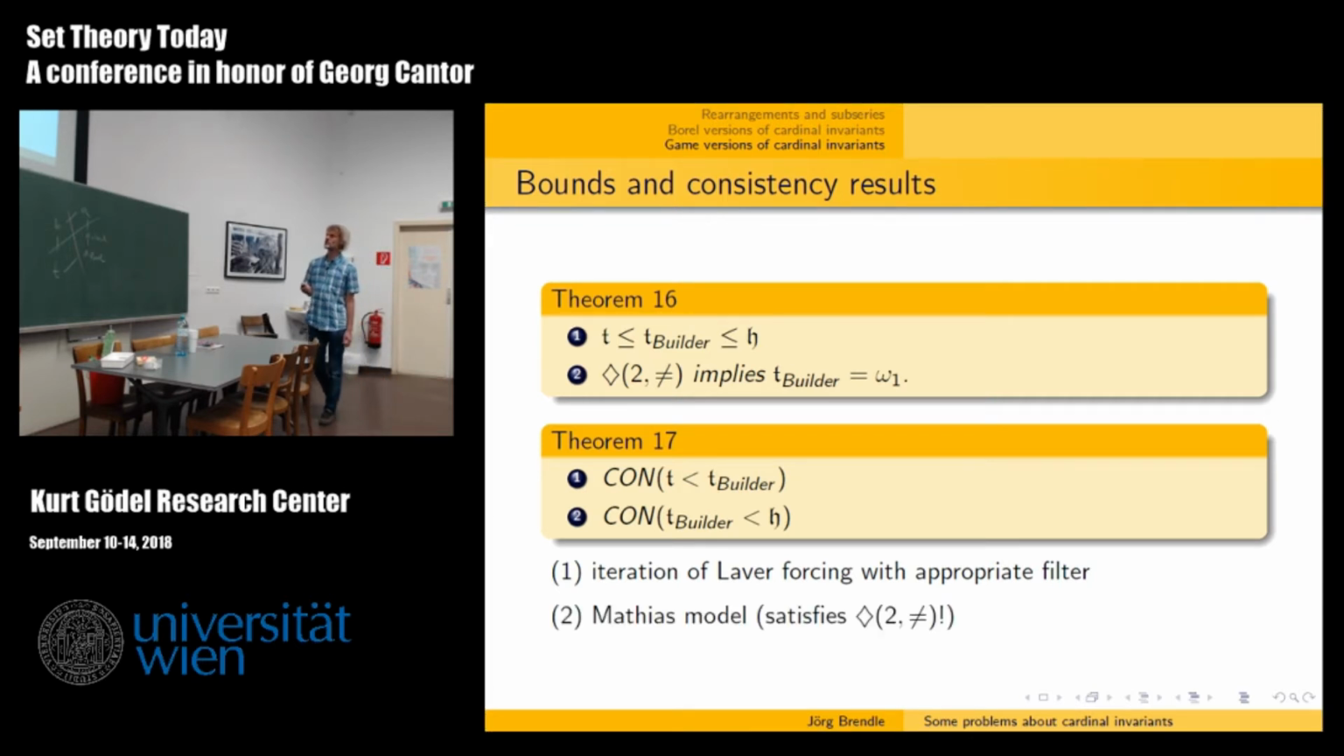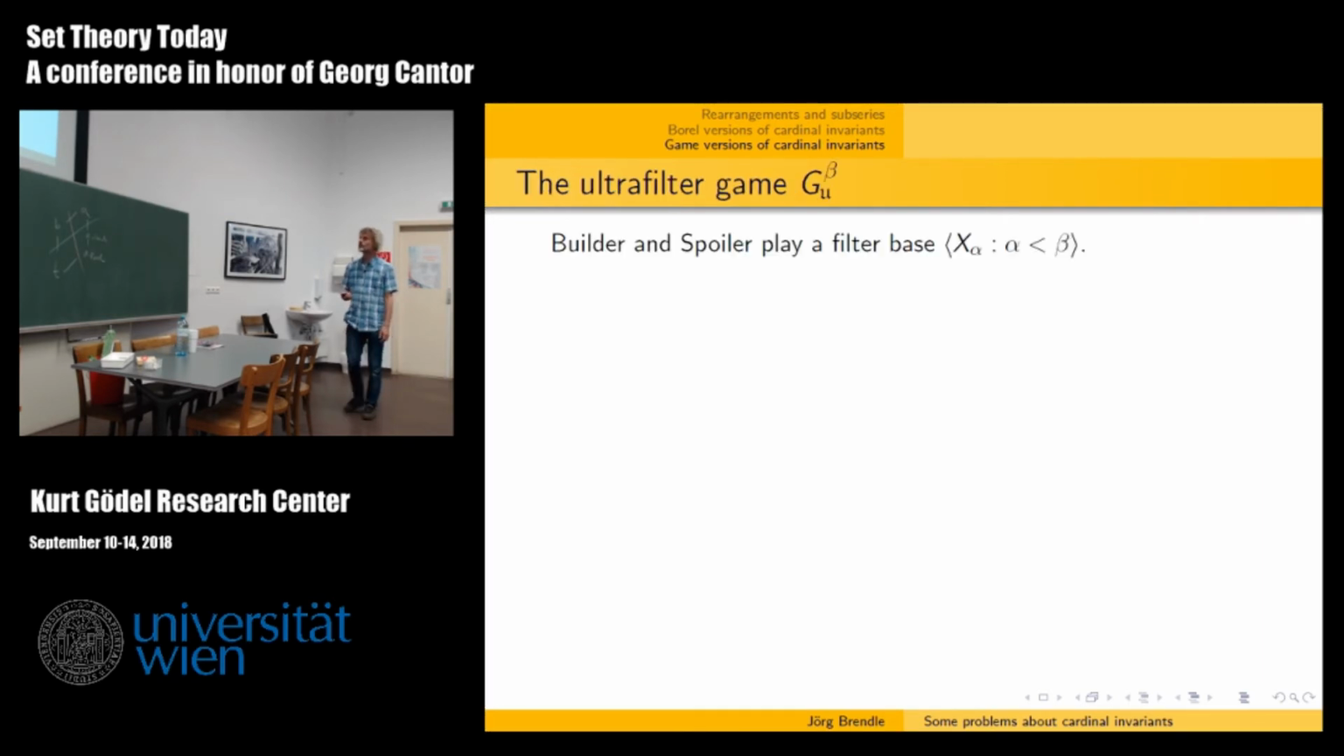The model for the second one is the Mathias model. And the reason is simply it's well known the Mathias model satisfies the diamond. So the diamond is true, so T_builder is omega_1. On the other hand, it's also well known that the Aleph_2 model is sort of the standard model for H being Aleph_2. So we get this consistency. Okay, there are some questions about this tower game too, but they are sort of more specialized. So let me rather look at some other games. So this was simply just for motivation, sort of.